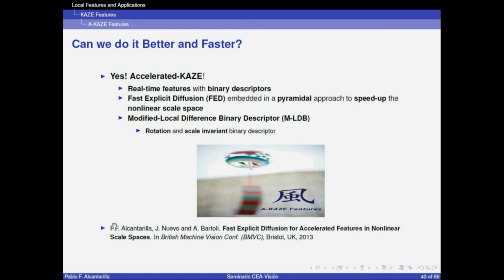We've seen before that we can obtain excellent performance in image matching applications using CASE features. So the question that we were asking ourselves was, can we do it better and faster than CASE features?